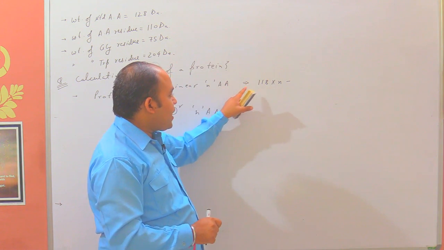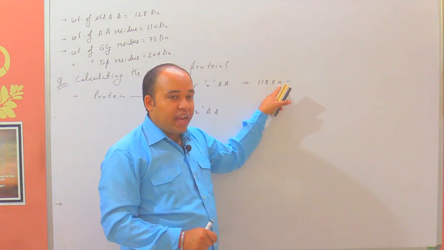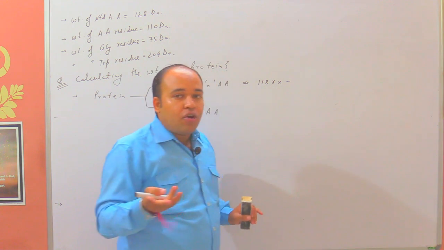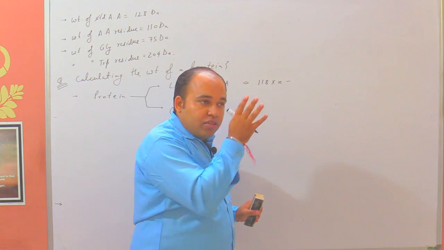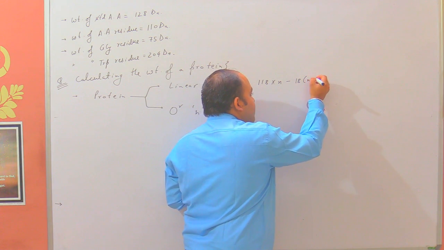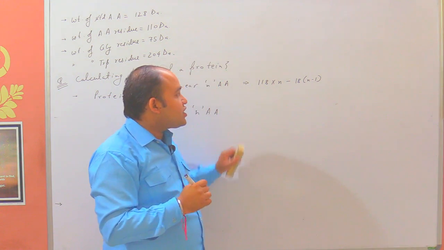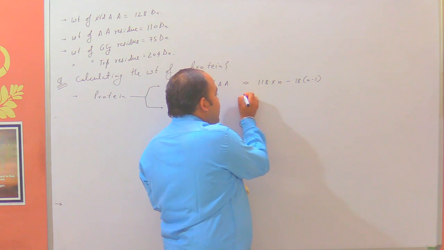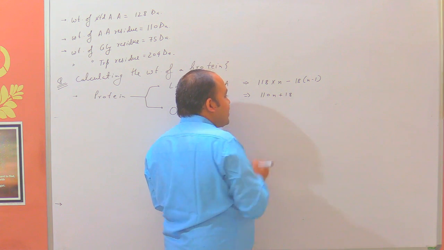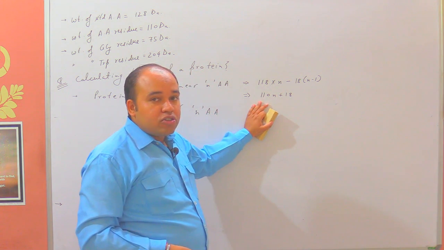So here you can find 18 into n, the weight of one amino acid, minus the weight of the water molecule that is being left. That means 18 into n minus 1. While solving this equation, what you get is that this is equal to 110 n plus 18. This formula could also be derived.